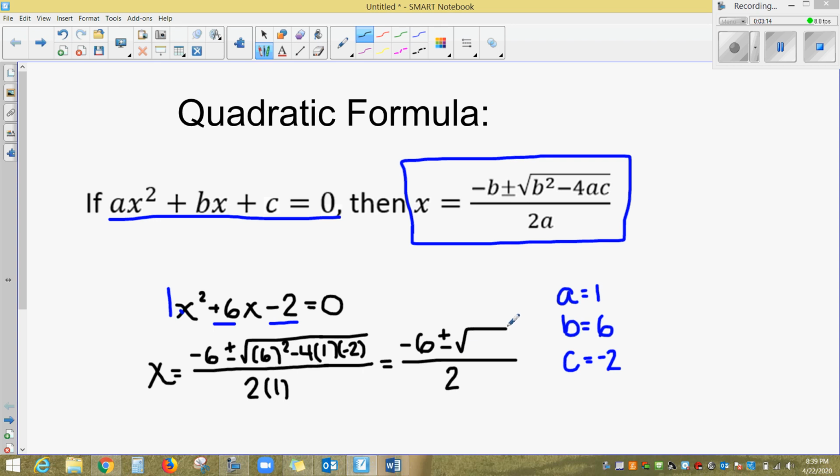Okay. So under the radical, those are kind of like grouping symbols. We're going to work on this expression right here. I'm going to draw a little arrow up here to do the arithmetic. If we take 6 squared, that's 36. If we have a negative times a positive times a negative, that ends up being a positive number, and 4 times 1 times 2 is 8. So under the radical, we have a 44.